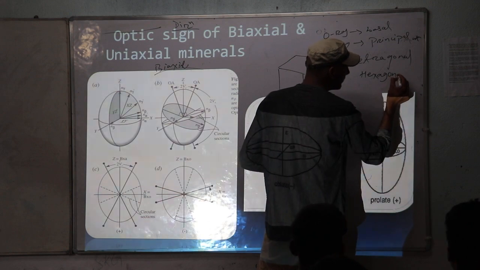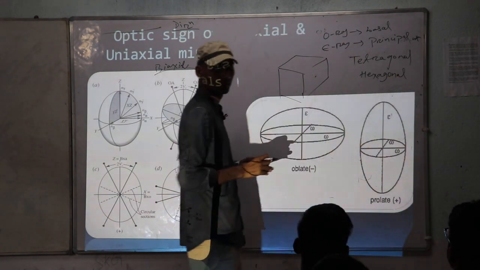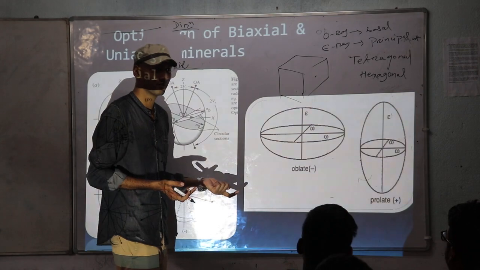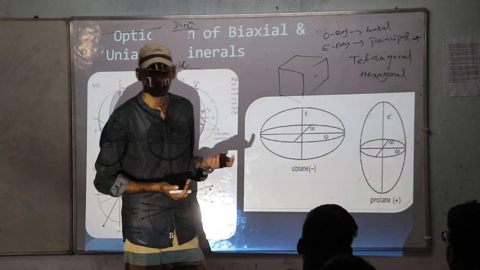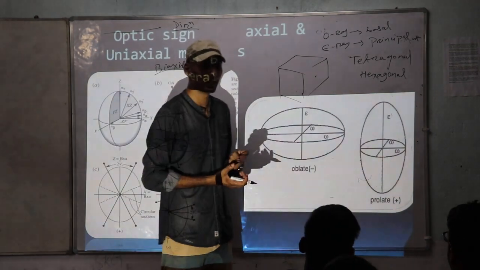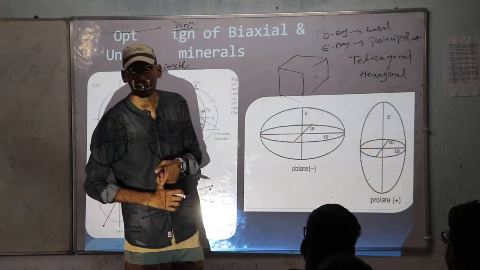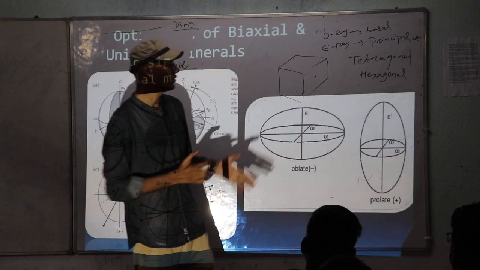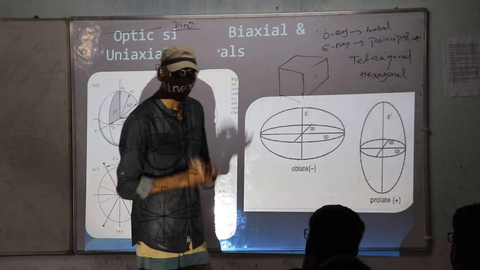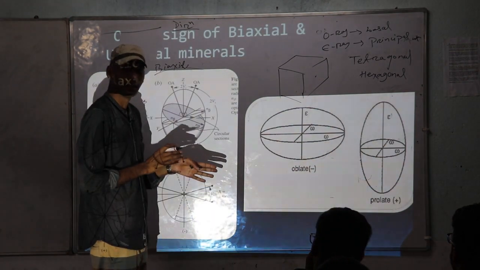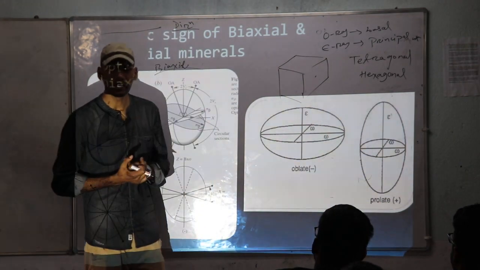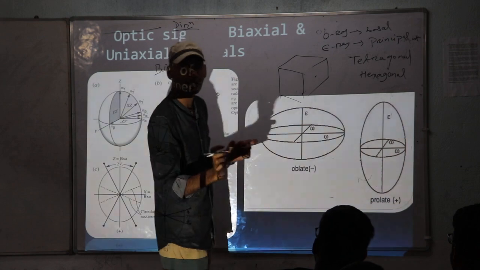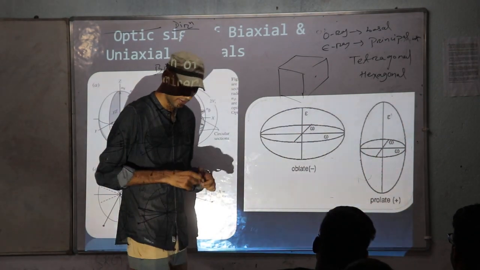And isometric? Same thing, that is isotropic. That is having which type of indicatrix? Spherical indicatrix. Talking about isotropic minerals or the isometric system, that is isotropic because it has the same properties in every direction, so it shows a spherical indicatrix. That means the refractive index is the same in each direction.